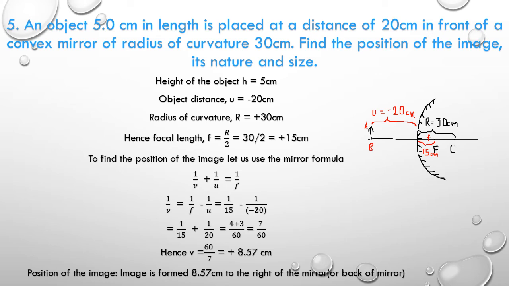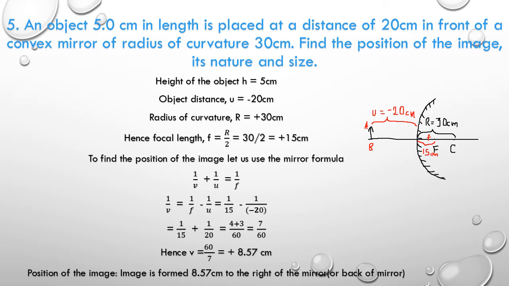Question number 5. An object 5 cm in length is placed at a distance of 20 cm in front of a convex mirror of radius of curvature 30 cm. Find the position of the image, its nature and size. So, children, read the question very carefully. It's a numerical related to convex mirror.